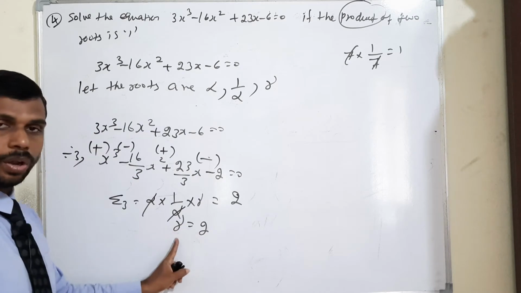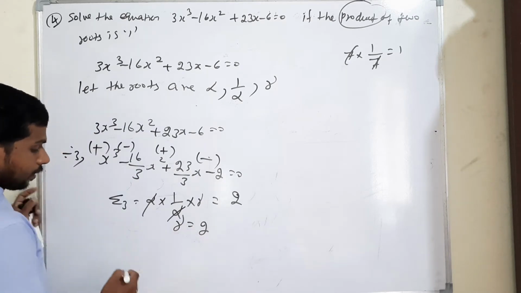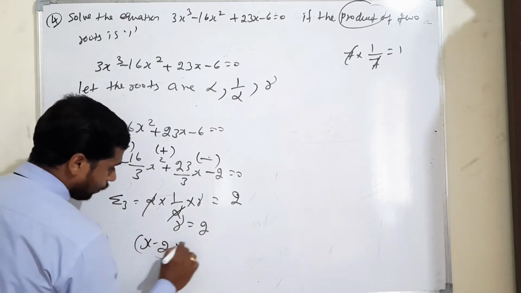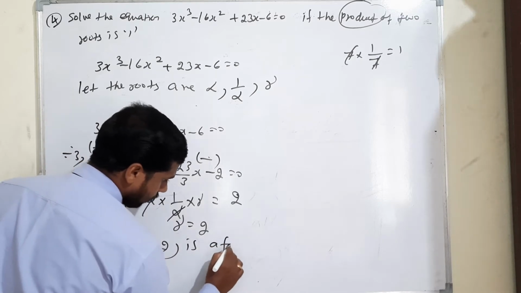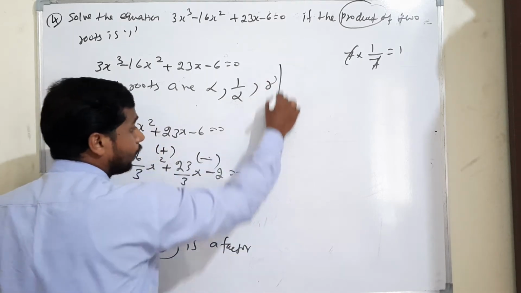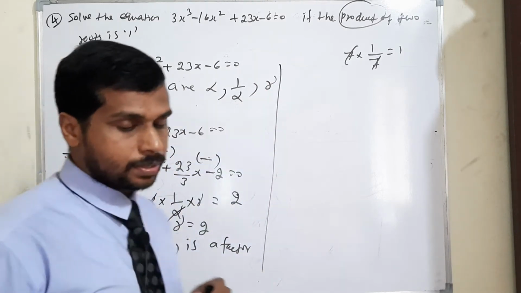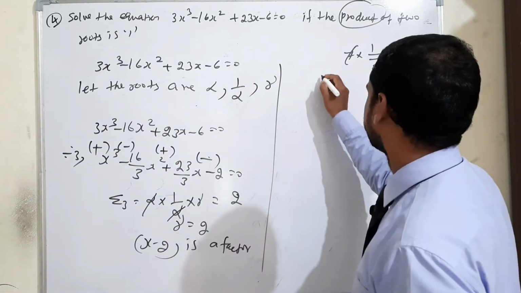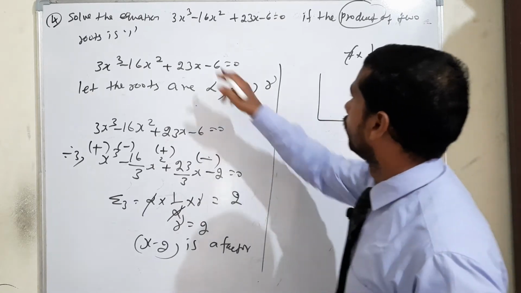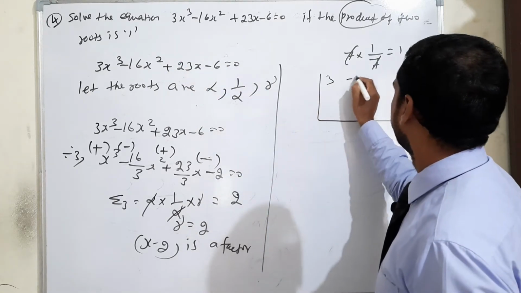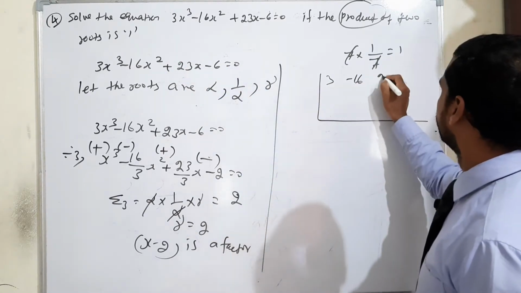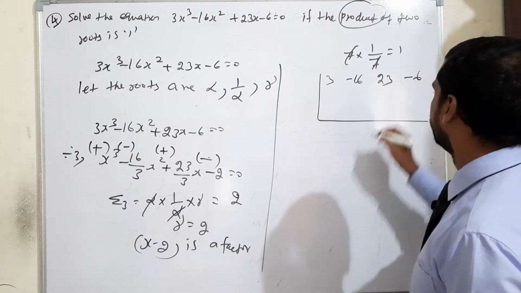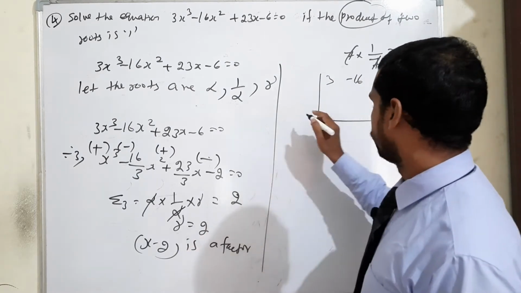Therefore this is one of the roots. So x is equal to 2 means x minus 2 is a factor. Now we need to find the other factor also. For that we can apply the synthetic division method. The coefficients are 3, minus 16, 23, minus 6. We already know one root, 2, is there.